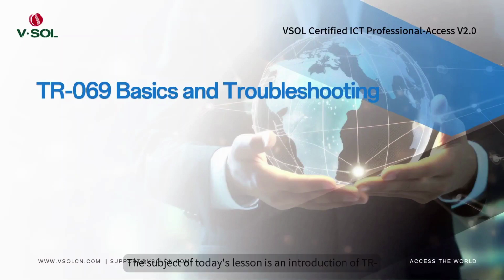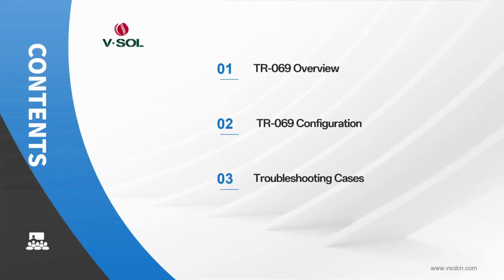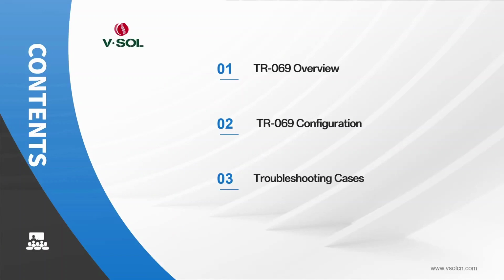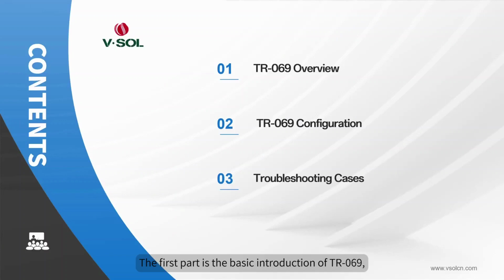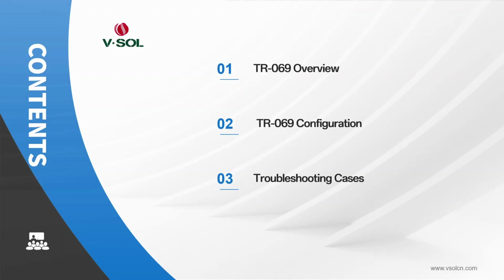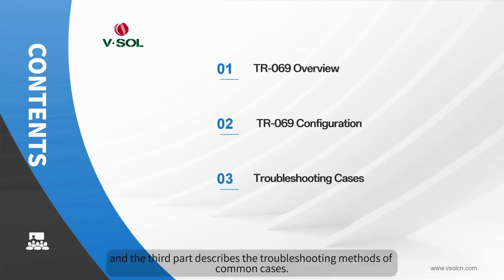The subject of today's lesson is an introduction of TR-069 basic and related troubleshooting methods. This lesson is mainly divided into three parts. The first part is the basic introduction of TR-069. The second part introduces the TR-069 configuration on the VSOL device. And the third part describes the troubleshooting methods of common cases.